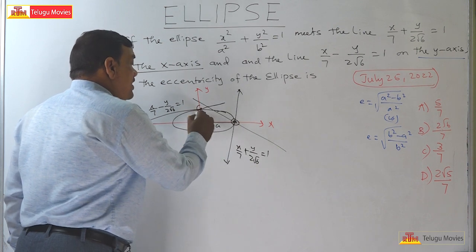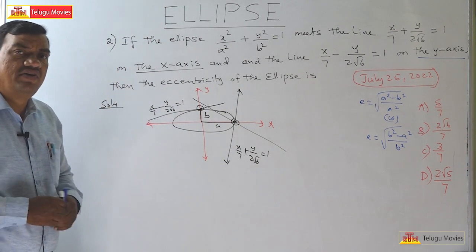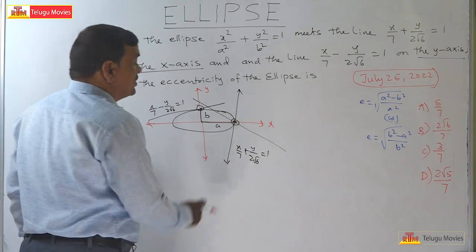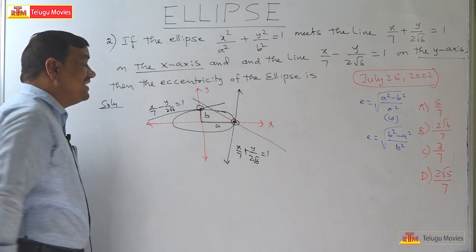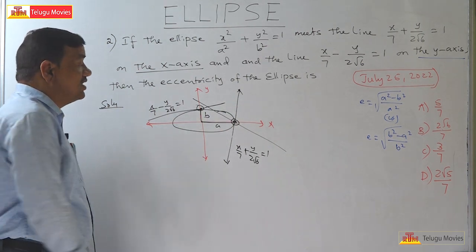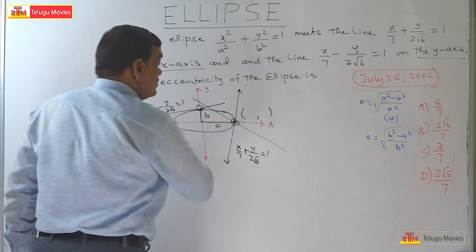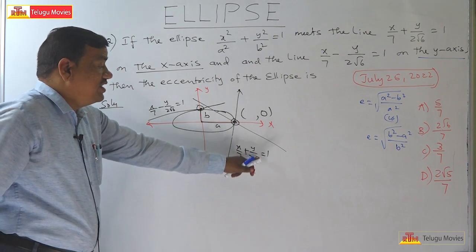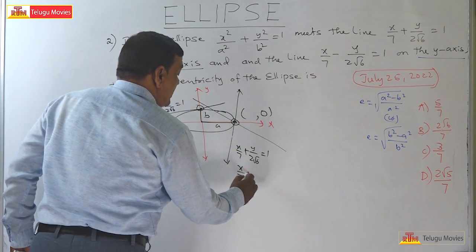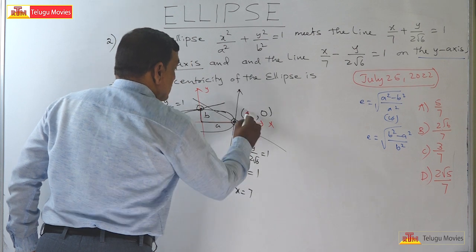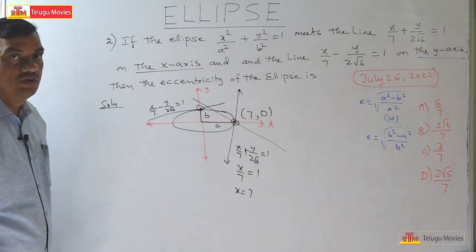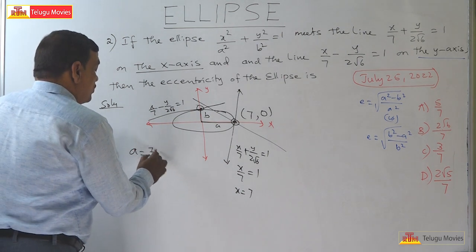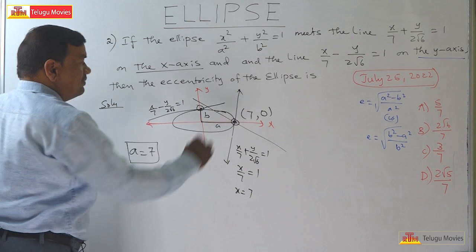Let us find out the point of intersection of these lines. Very easy, the problem will be very easy. How to find the point of intersection of this line and the x-axis? Since it is on the x-axis, the y coordinate is 0. So, put y = 0 here. So, x/7 = 1, x = 7. This is (7, 0). Since that point is (7, 0), obviously a = 7. That means the x-intercept is 7.